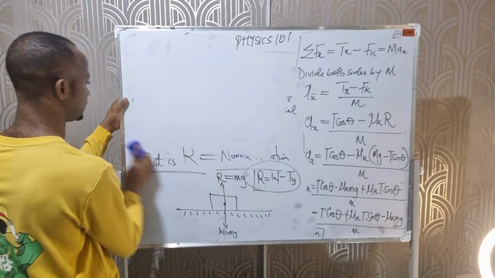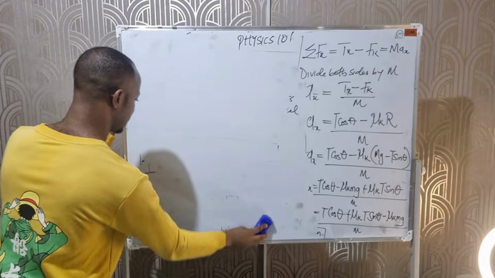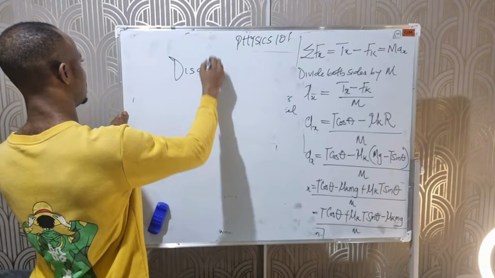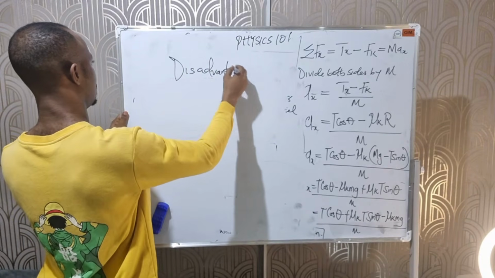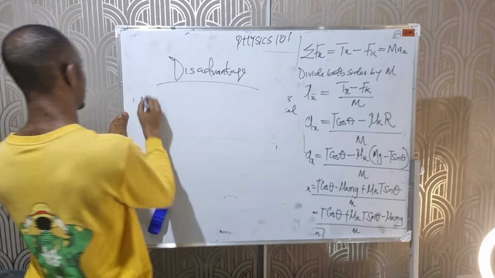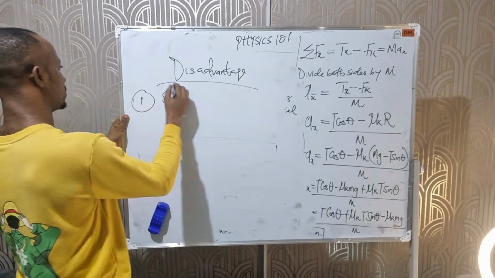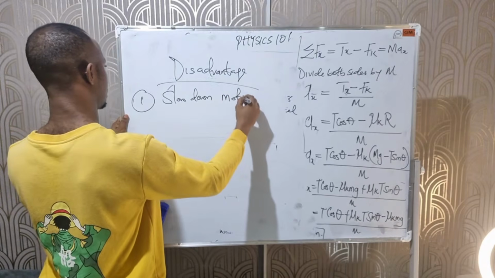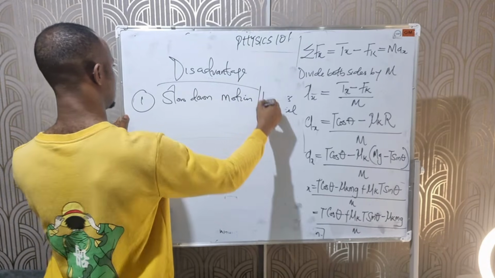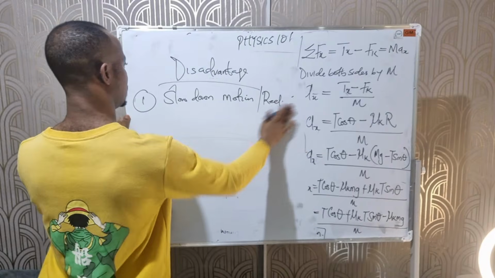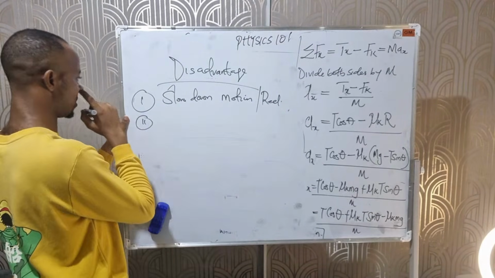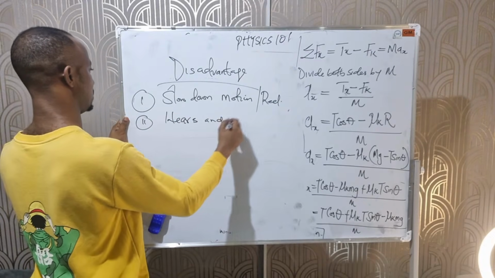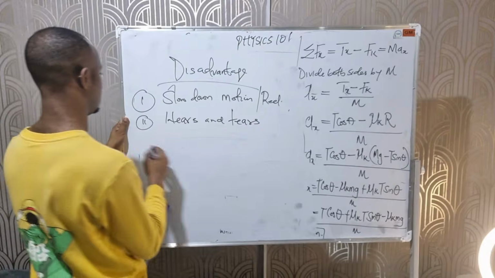Okay. Disadvantages of friction. We should know this. One is that friction slows down motion, right? It slows down what? Motion, or it reduces motion, right? Number two is that friction causes wear and what? And tear.